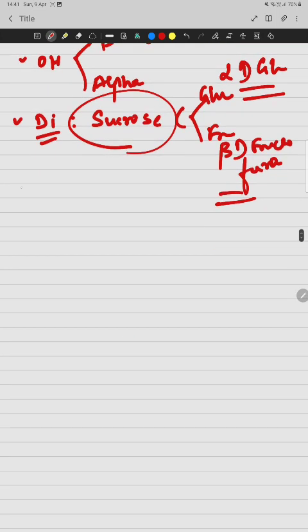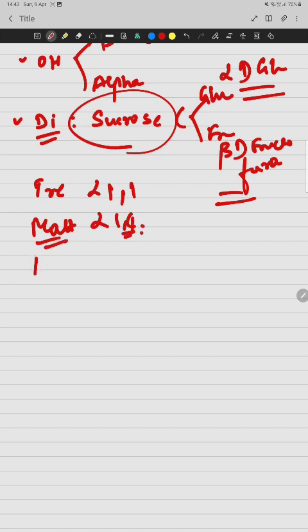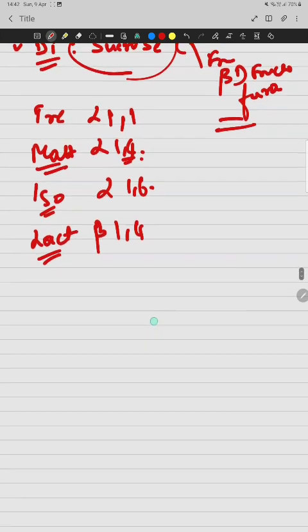And next, coming to your trehalose. So trehalose, see, trehalose is alpha 1 comma 1. Just remember as a number, that's all. Alpha 1 comma 1 glycosidic bond. Maltose, so maltose is glucose plus glucose, but it is alpha 1 comma 4. So malto, it is your 4. Isomaltose, iso, so it is for your what? Alpha 1 comma 6. Lactose, wherever you are seeing lactose, it has to be 1 comma 4. Lactose, it is beta 1 comma 4 glycosidic.